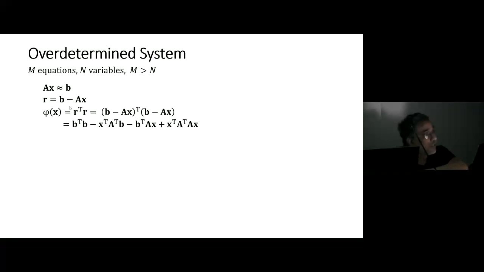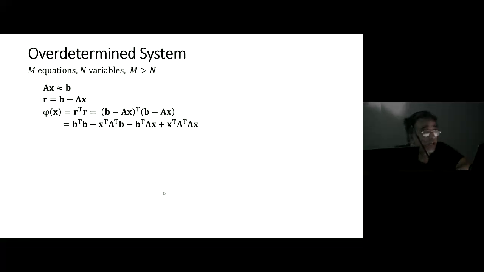Okay, so this is where we are. Phi of x is R transpose R. And since R is B minus AX, we get this, and I open up the parenthesis here. So I get B transpose B, then I get AX transpose, which is X transpose A transpose B, then I get, with a negative, B transpose AX, and then X transpose A transpose AX. R transpose R is the squared L2 norm, so each of these is a scalar. Okay.